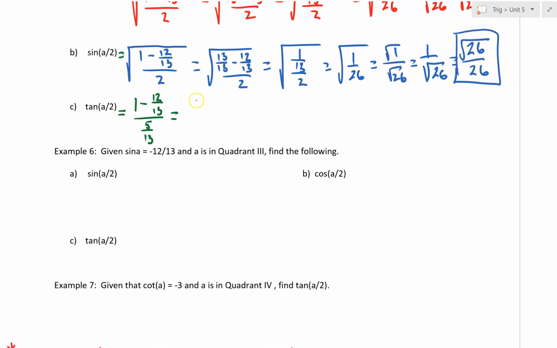And then doing the work here, you're going to get 13 over 13 minus 12 over 13, all over 5 over 13. This is going to be 1 over 13, and we're going to multiply by the inverse of 13 over this. These go away. You're left with 1/5. Now, that's one way to do this.